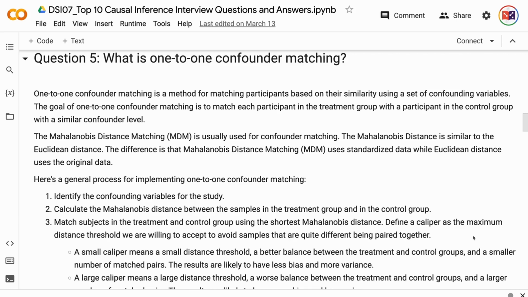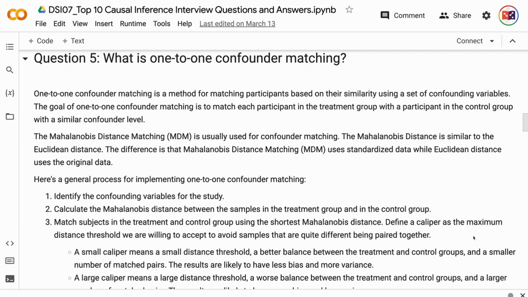Here's a general process for implementing one-to-one confounder matching. 1. Identify the confounding variables for the study. 2. Calculate the Mahalanobis distance between the samples in the treatment group and in the control group. 3. Match subjects in the treatment and control group using the shortest Mahalanobis distance.